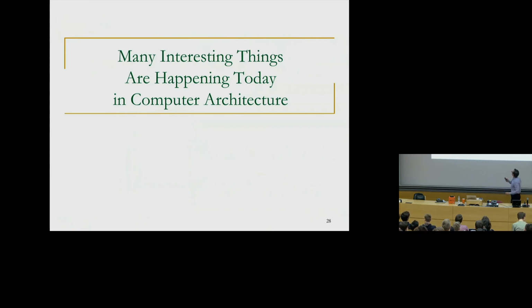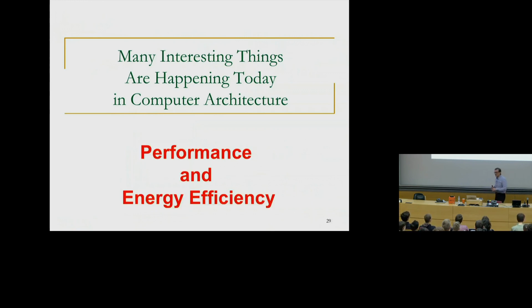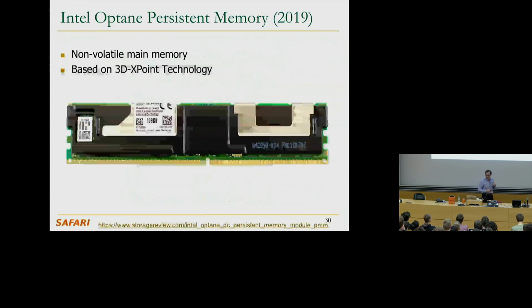So today, there are many interesting things that are happening in computer architecture. I'm going to give you an overview of these. I'll start with performance and energy efficiency. And I've given you some examples of it, so we're going to skip some of these quickly. But this is one example. This is something that was introduced in 2019. This is an example from the memory space, where you store your data, for example.